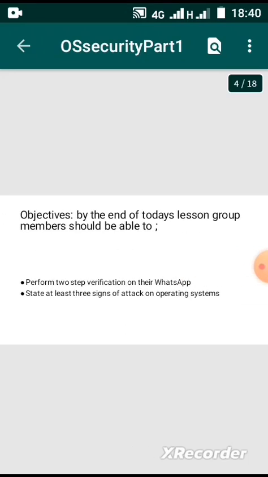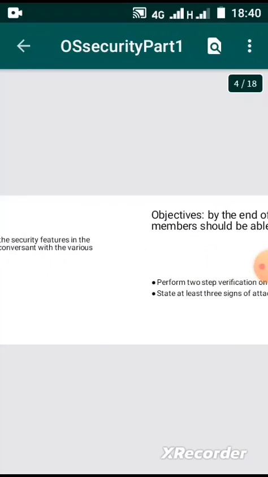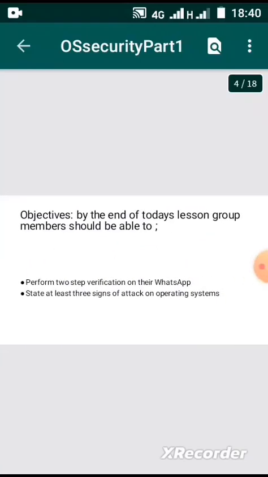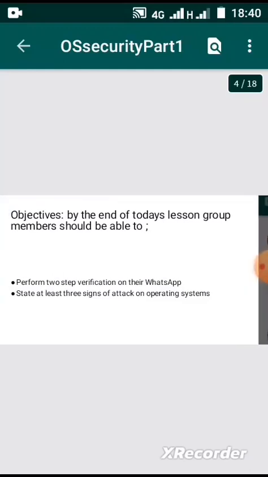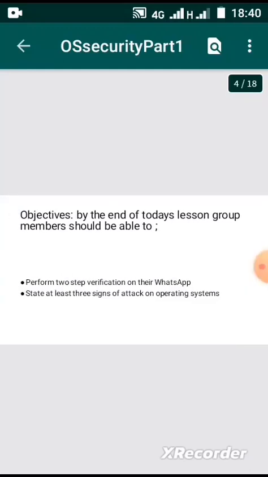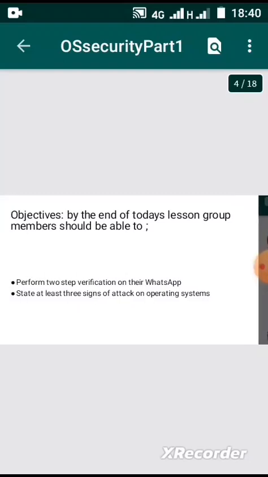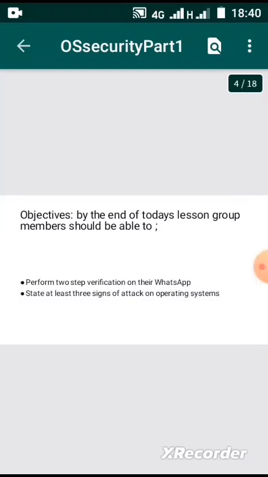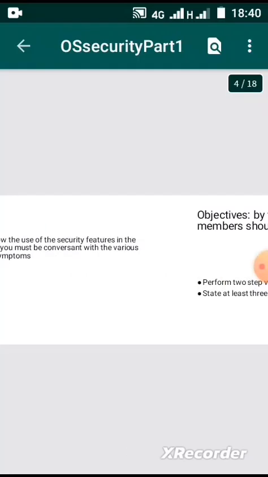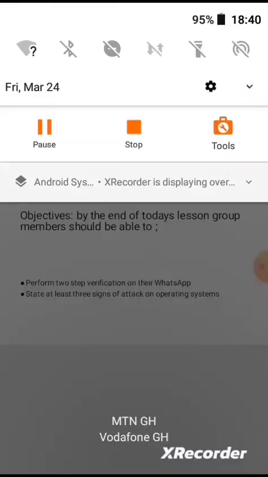By the end of today's lesson, we hope that group members will be able to, one, perform two-step verification on their WhatsApp devices, and two, state at least three signs of attack on an operating system. So let's quickly move on to the two-step verification. This is how it is going to be.